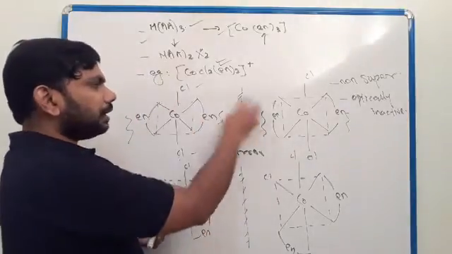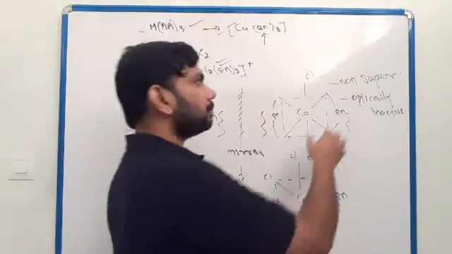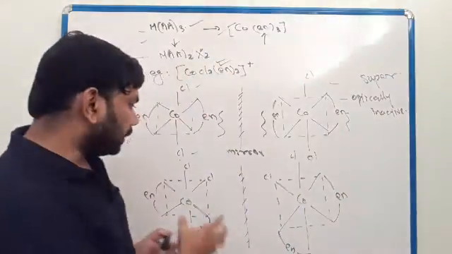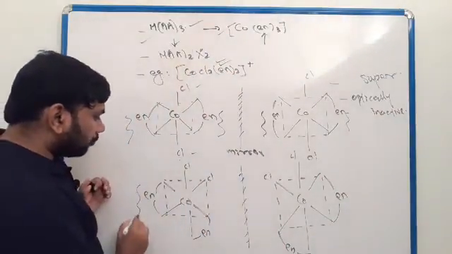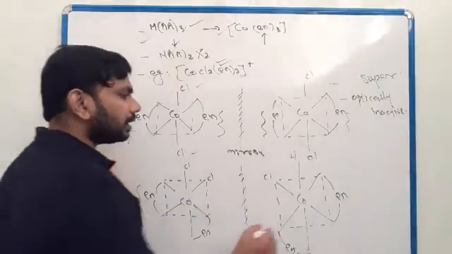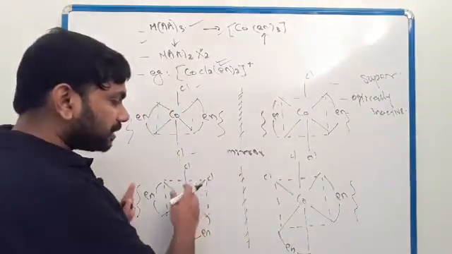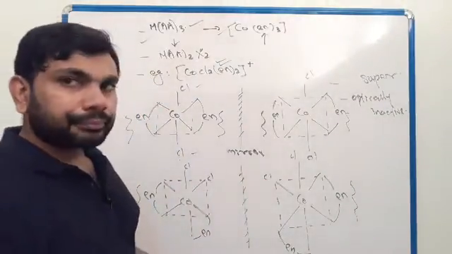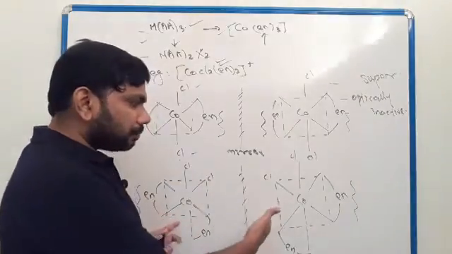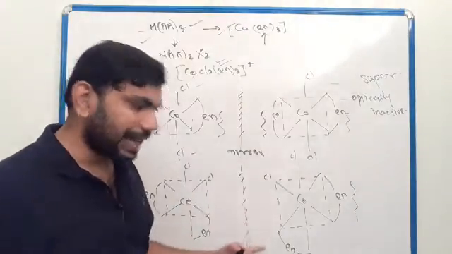Its mirror images are superimposable. These mirror images are superimposable. Here ethylene diamine is on the right-hand side, here ethylene diamine on the left-hand side, here ethylene diamine on the right-hand side. So these mirror images are non-superimposable. Here in this example they are non-superimposable and these are optically active.